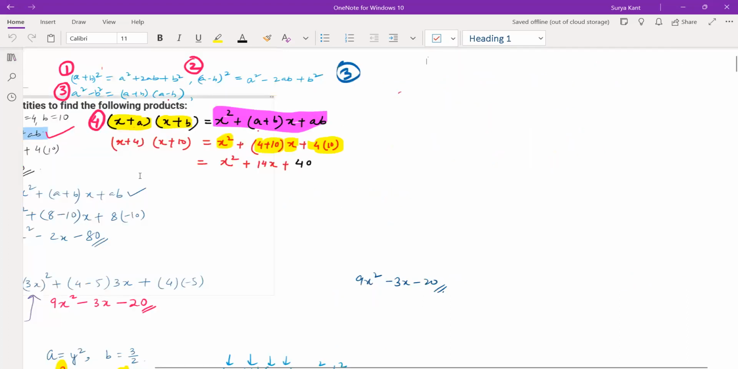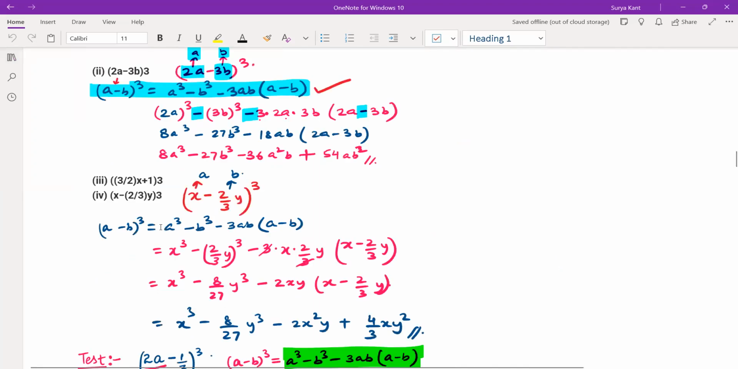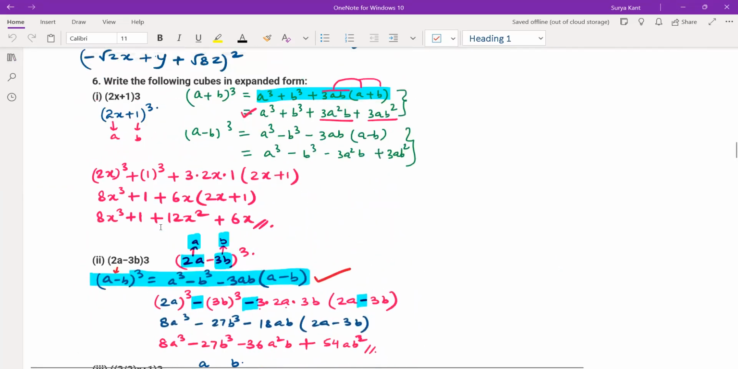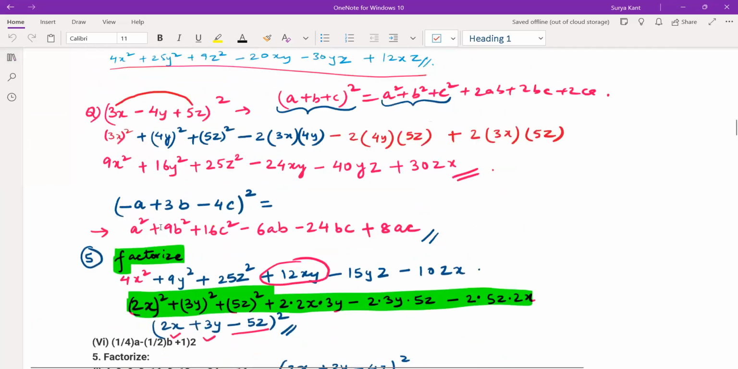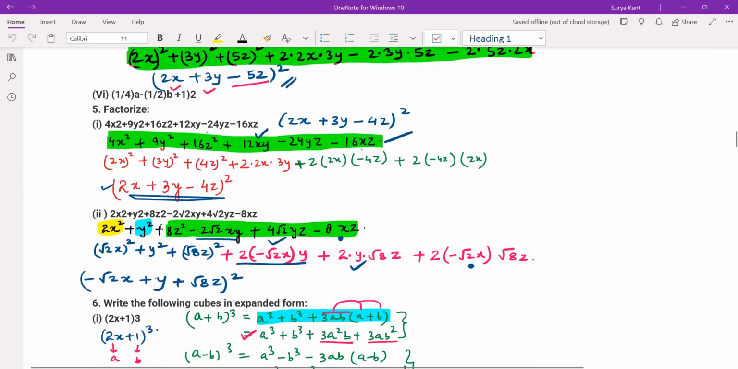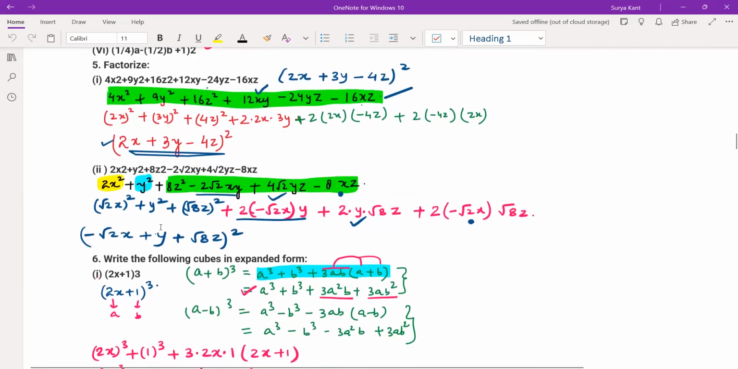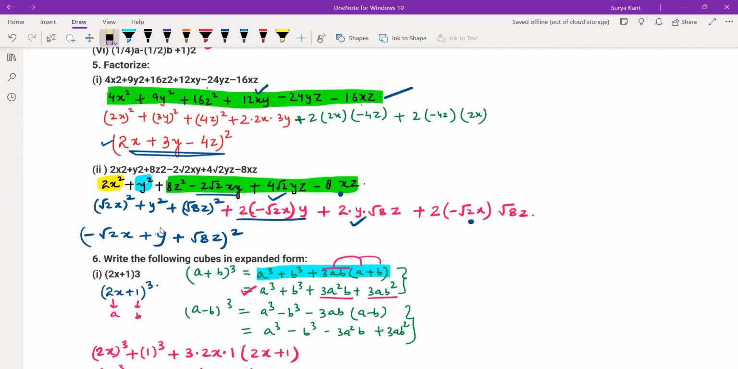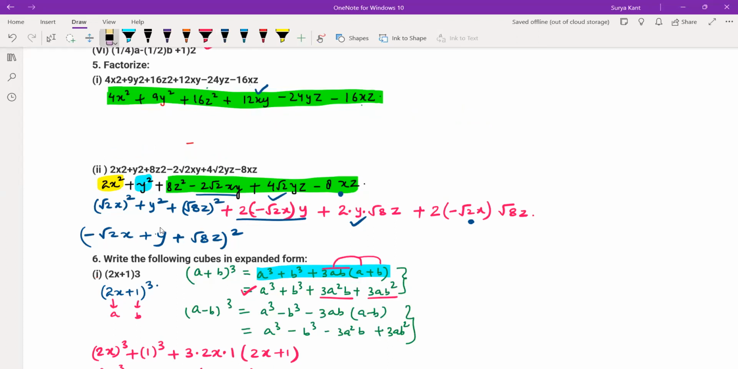So we were doing exercise 2.5. I'll keep going down till the cube question. Now the square part got over, and the next question is question number 50. See, the green one is the question, okay? Factorize 4x square plus 9y square plus 16z square plus 12xy minus 24yz minus 16xz. This is the question, okay?